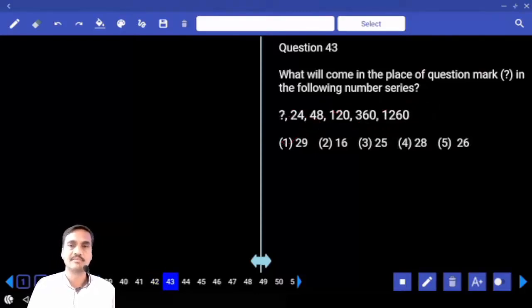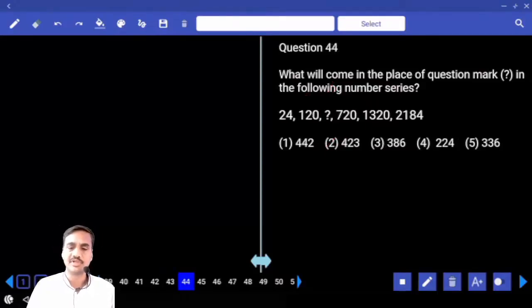And 43. 120 can be written as 5 cube minus 5. Now 120 into 3 is 360. And 48 into 2.5. Now 24 into 2, into 2.5, into 3, into 3.5. The next one will be into 1.5. Something into 1.5 is nothing but 16. And 16 into 1.5 is 24. Into 1.5, into 2, into 2.5, into 3, into 3.5. The given numbers are multiplied with these.